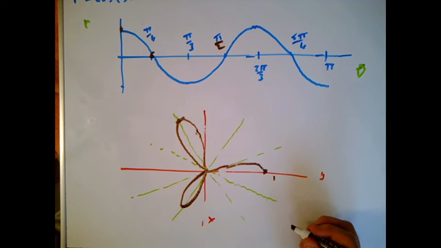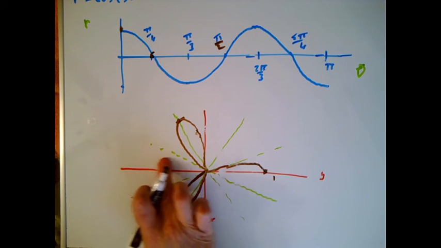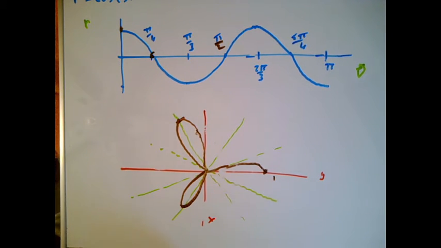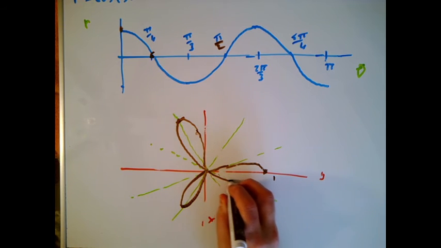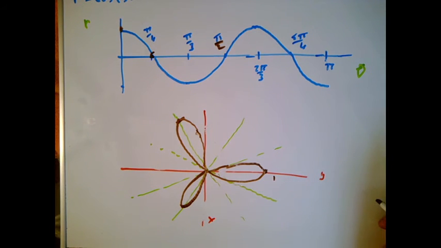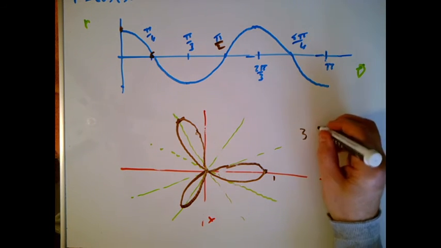And then between 5 pi over 6 and pi, r gets bigger and bigger. Normally you'd think you'd be out here between 5 pi over 6 and pi. But r is negative, which means you're back over here until the r is actually out to 1 again. And so you're just going to have that. You can see that this is actually what they call a 3-leaf rose.